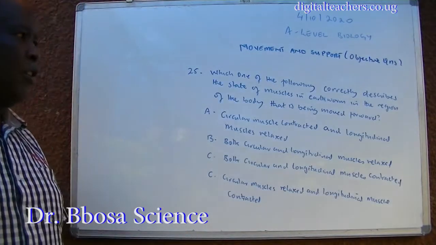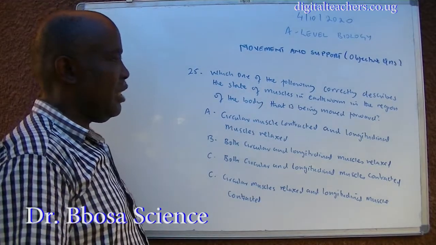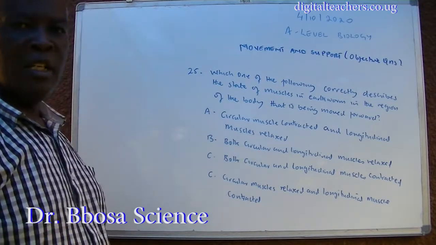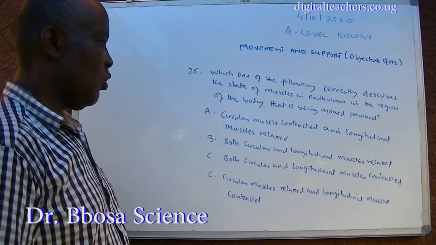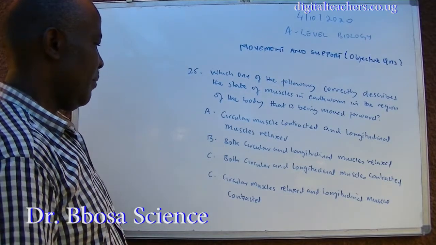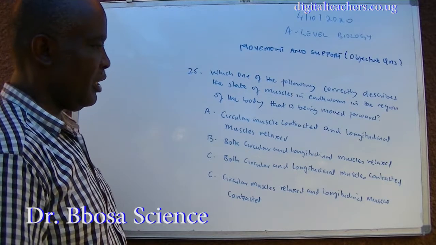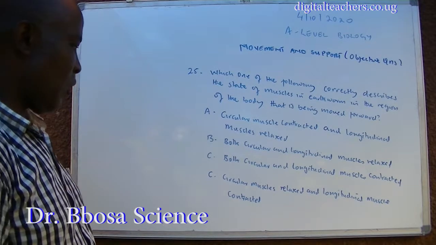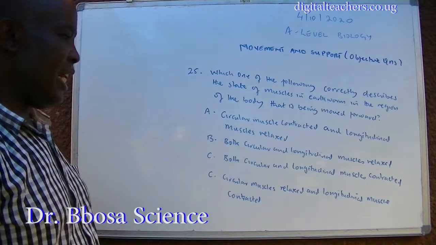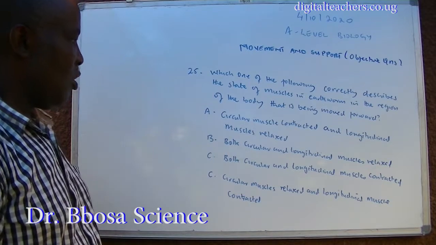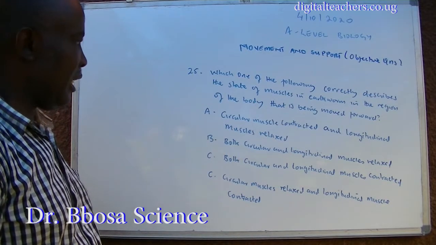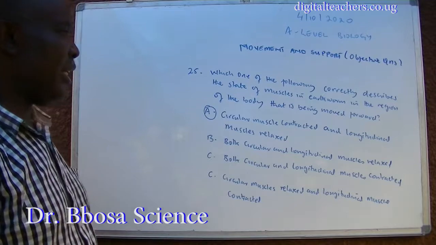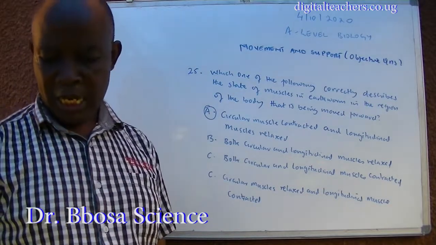Number 25. Which of the following correctly describes the state of the muscle in the earthworm in the region of the body that is being moved forward? A. Sacral muscles contracted, longitudinal muscles relaxed. B. Both sacral and longitudinal muscles relaxed. C. Both sacral and longitudinal muscles contracted. D. Sacral muscles relaxed, longitudinal muscle contracted. You can pause and answer. The answer is A. Sacral muscles contracted and longitudinal muscle relaxed.